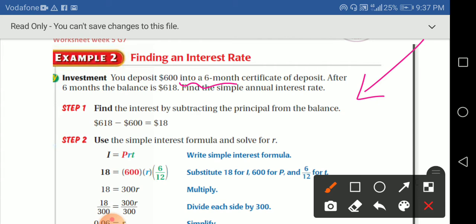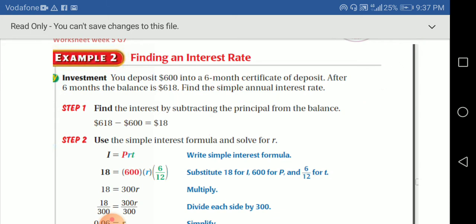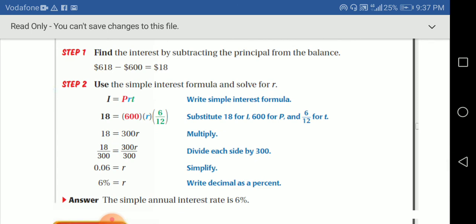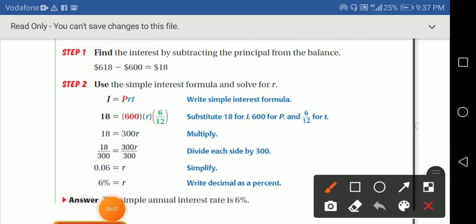So you deposit here, it's the opposite of the credit. So you deposit $600 into a 6-month certificate of deposit. After 6 months, the balance is $618. Okay, your balance increased. Find the simple annual interest rate. So remember, we have a formula that we have to memorize here. The formula gives me that the interest equals principal times rate times time.